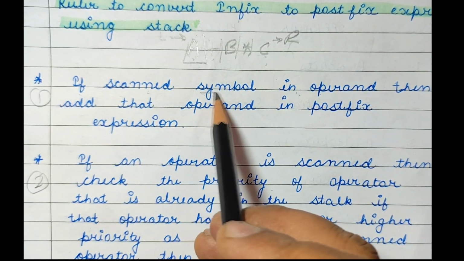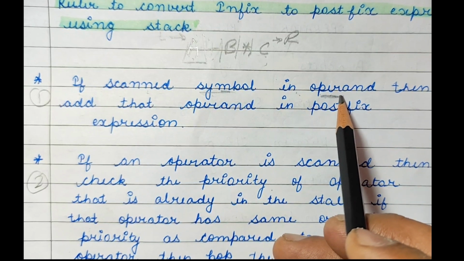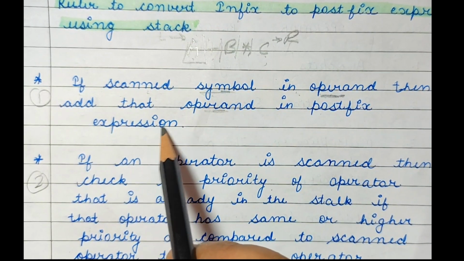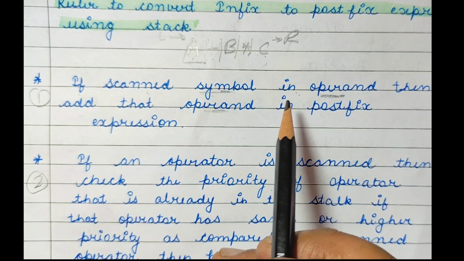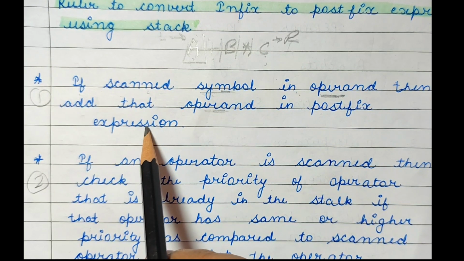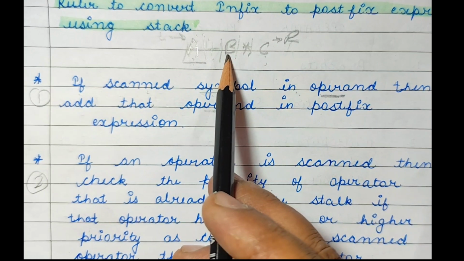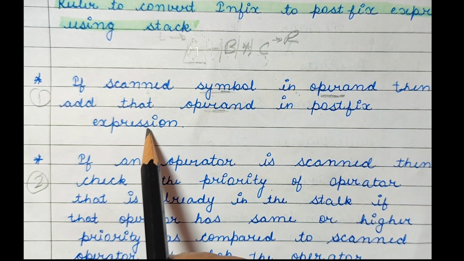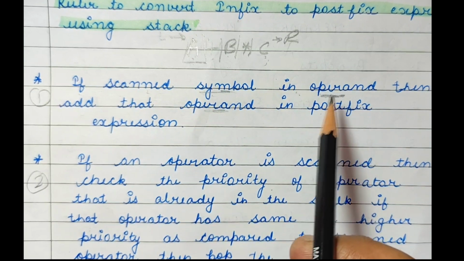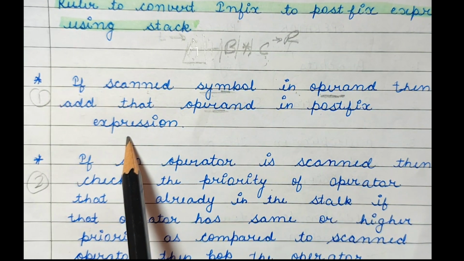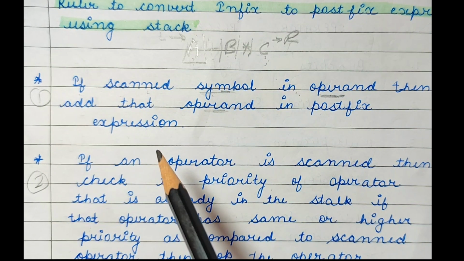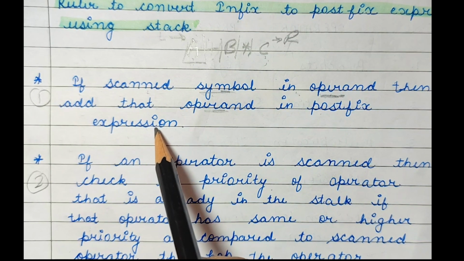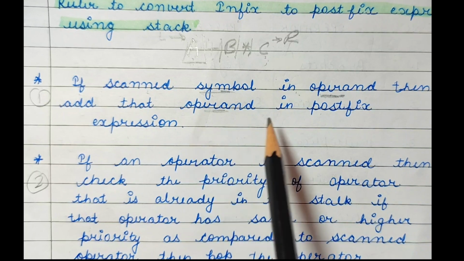If a scanned symbol is an operand, then add that operand to the postfix expression directly. So this is our first rule. If A comes, B comes, or C comes, because A, B, C are operands, include these operands as such in the postfix expression. We will discuss by example, then you will understand very clearly how to implement these rules.